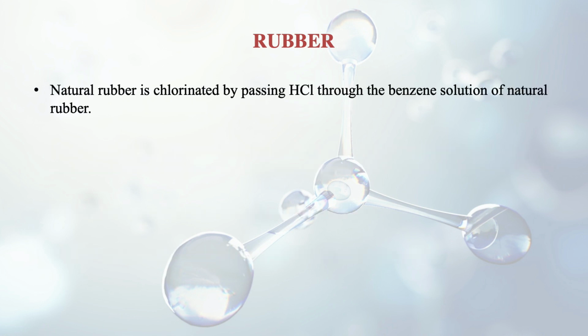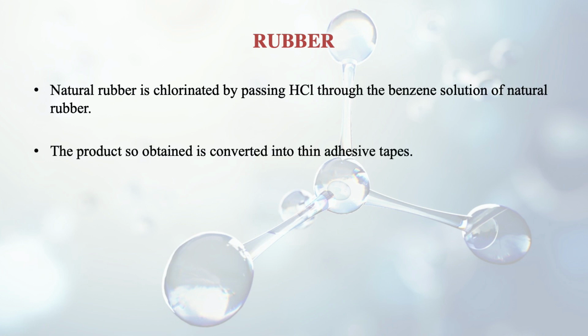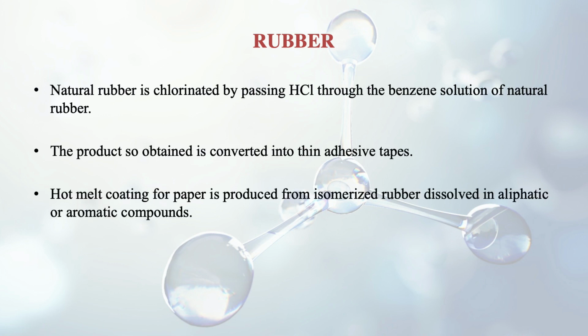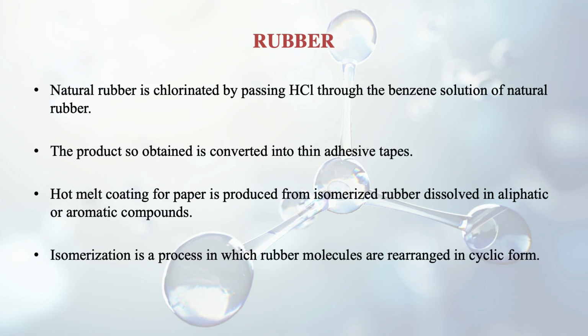Natural rubber is chlorinated by passing HCl through the benzene solution of natural rubber, and the product so obtained is converted into thin adhesive tapes. Hot melt coating for paper is produced from isomerized rubber dissolved in aliphatic or aromatic compounds. So the coating we see on paper is produced from this rubber. And then there is a process called isomerization, in which rubber molecules are rearranged in cyclic form.